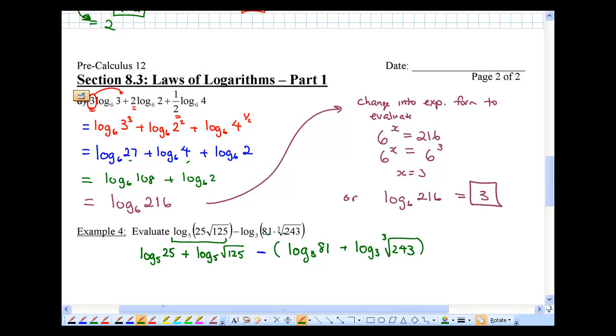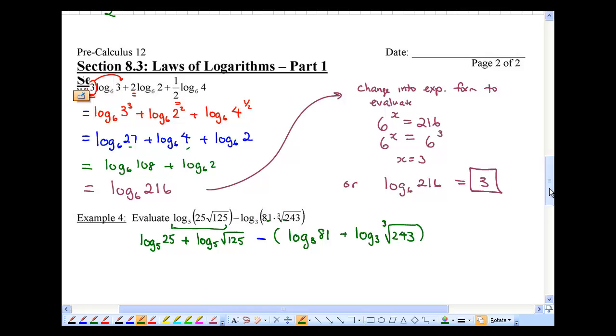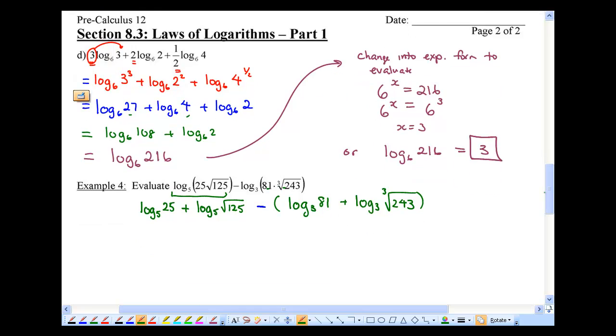Alright, it's time, I think, to evaluate these things. I'm going to change those roots first into powers. So log base 5 of 25 minus log base 5 of 125 to the power of 1/2, minus log base 3 of 81 plus log base 3 of 243 raised to the power of 1/3.